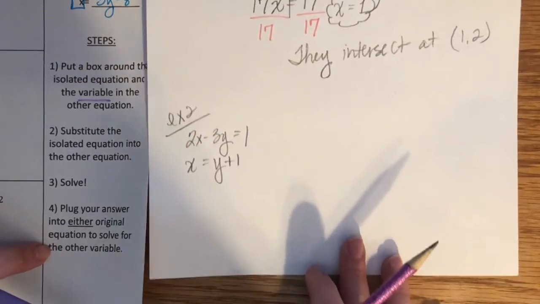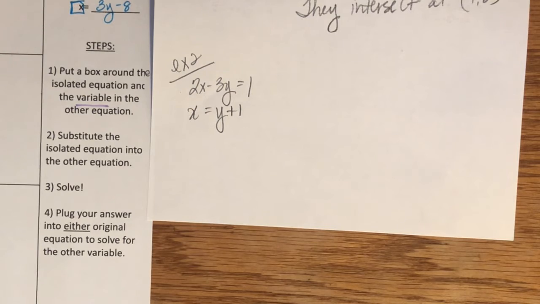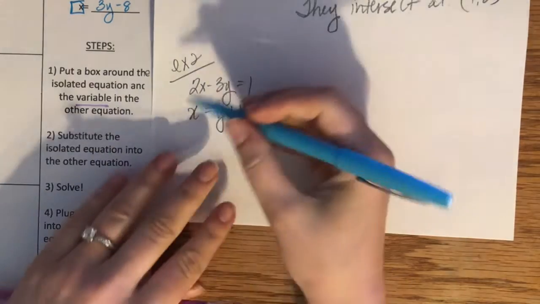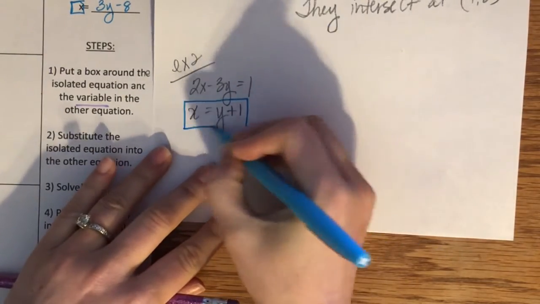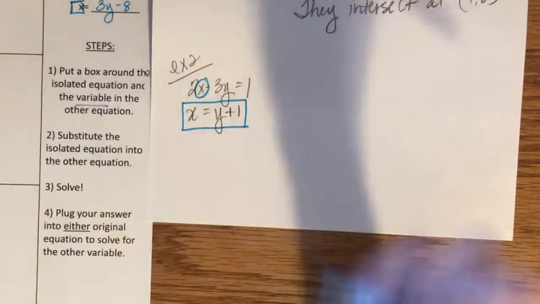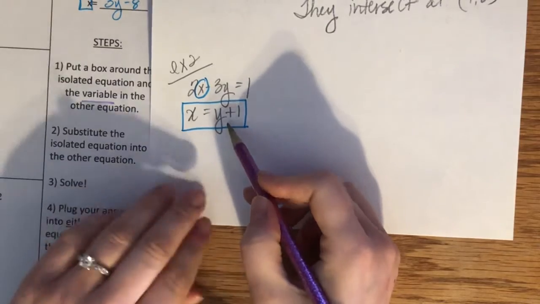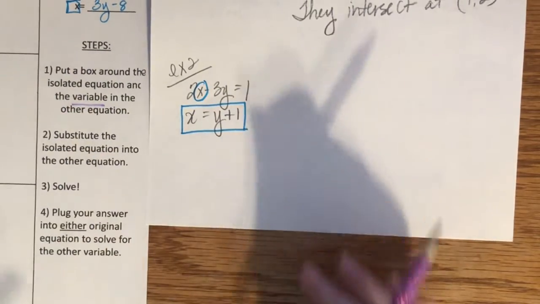So let me give you one more example. We'll follow the steps again. All right, so step 1, put a box around the isolated equation and around the variable. Now notice with this one, the bottom one is isolated and it's an x instead of a y. So now I'm going to take whatever x equals down here, and plug it in wherever I see x on the top.